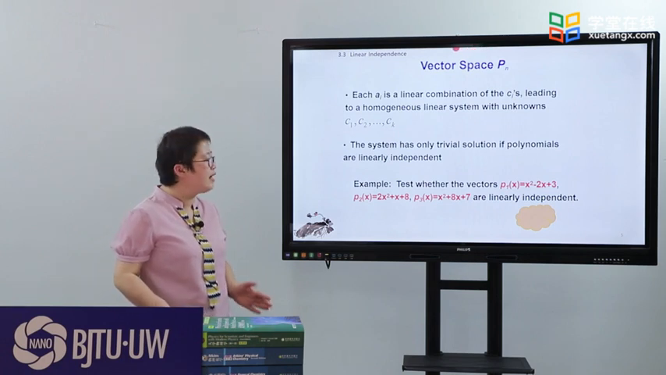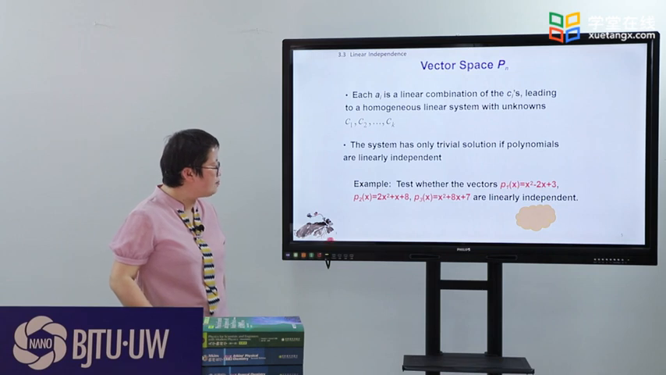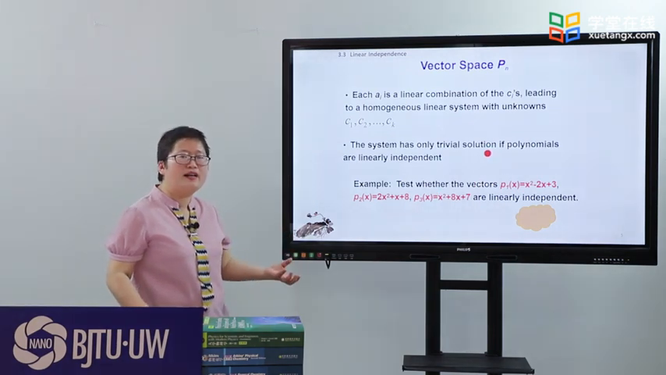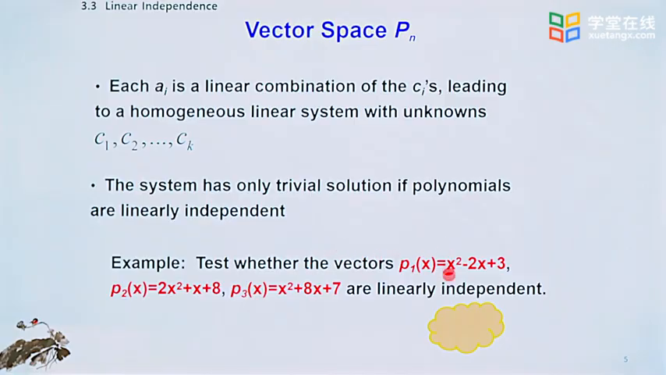Which equation? It is c1 times P1(x) plus c2 times P2(x) plus c3 times P3(x) equals 0. And then write the left side as a combination of the x^2 term plus the x^1 term plus the x^0 term. Okay, this one equals 0 if and only if all the coefficients relating to c1, c2, c3 are 0. So you will get also a homogeneous linear system, and solve this linear system. And then you can get the solution, get the answer.